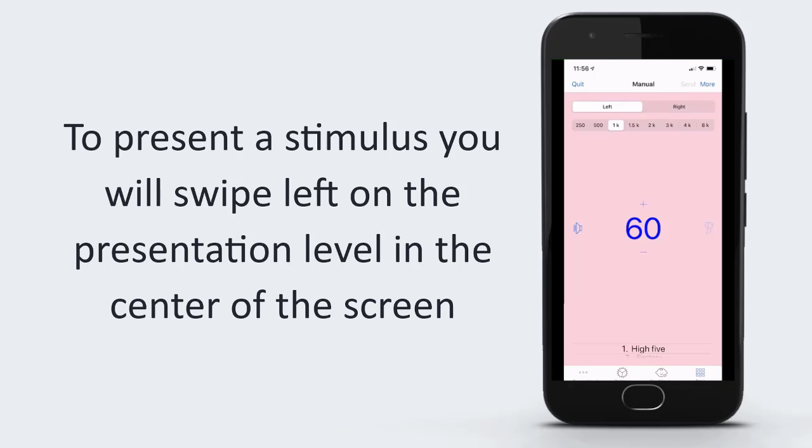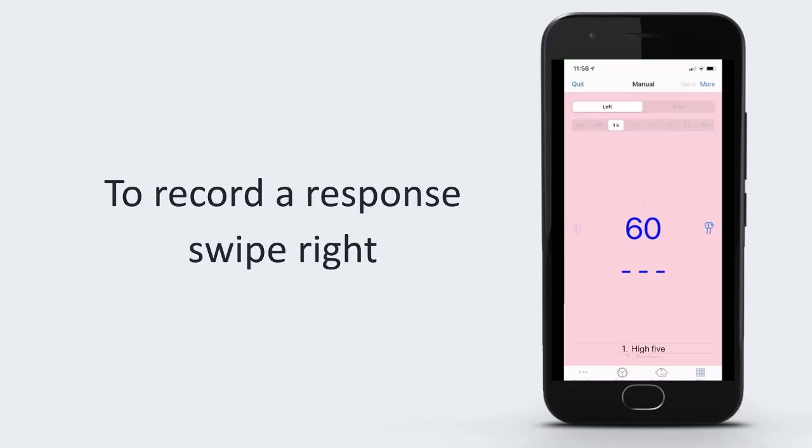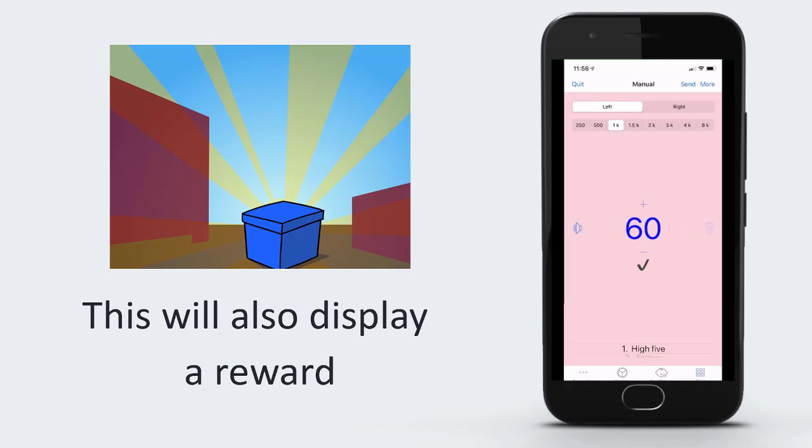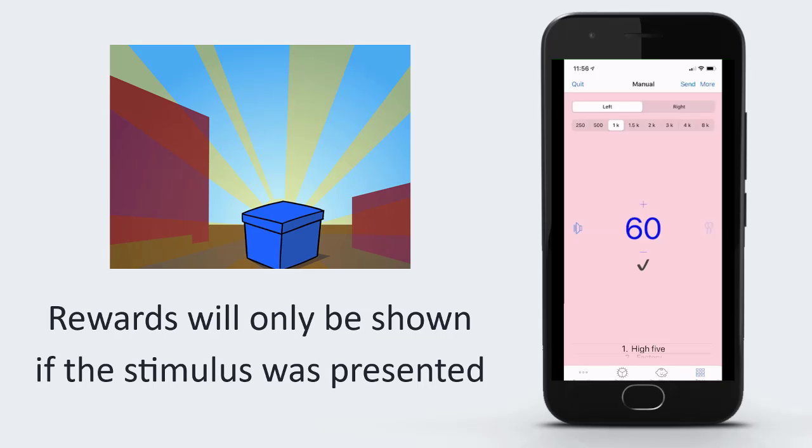To present a stimulus, you will swipe left on the presentation level in the center of the screen. To record a response, swipe right. This will also display a reward. Rewards will only be shown if the stimulus was presented.